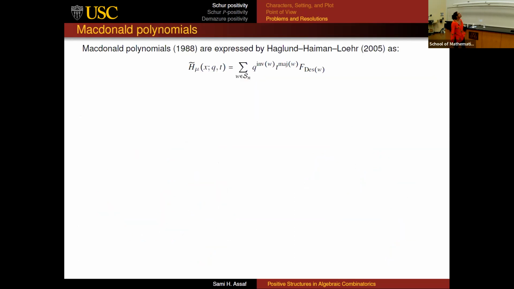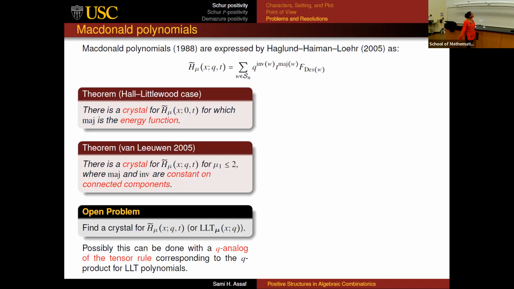Okay, so other examples. Macdonald polynomials, how I love them. Okay, so they're expressed like this if you transform them and plethystically substitute them and put a tilde on top. So there's some generalization of inversion number, some generalization of major index. You're summing over permutations, so I'm getting an F expansion. Okay, this is a beautiful formula due to Haglund that was proved with Haiman and Loehr. And there's some cases where we know stuff. I actually have no idea who this is due to.